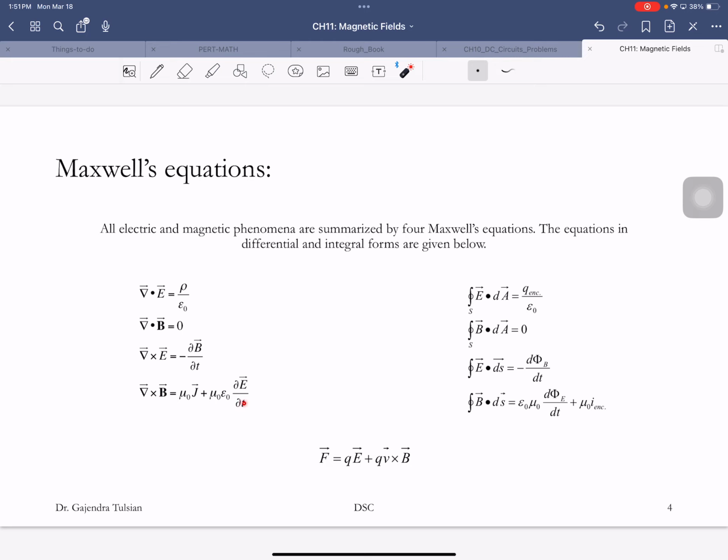What does this part of the equation tell you? Time-varying electric fields act like currents as well. Okay? And they can also produce magnetic fields. We'll talk about this maybe 4 chapters from now. So moving charges produce magnetic fields. And the form of this equation tells you the configuration.